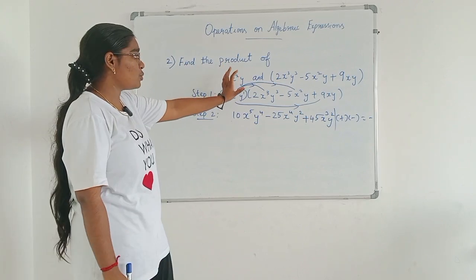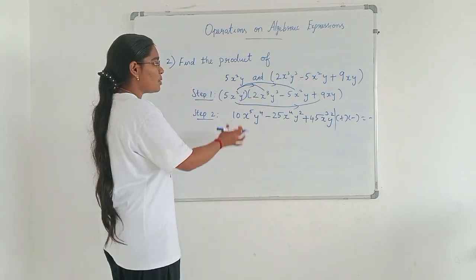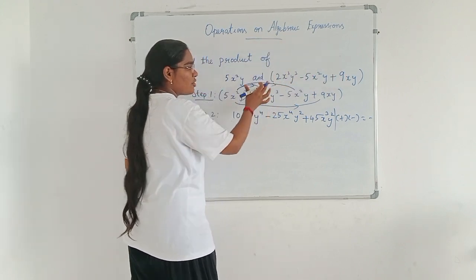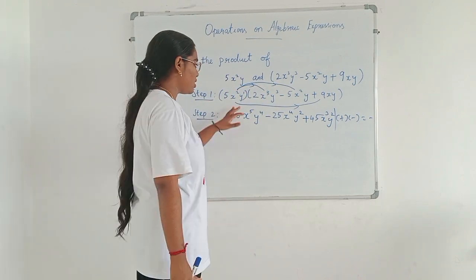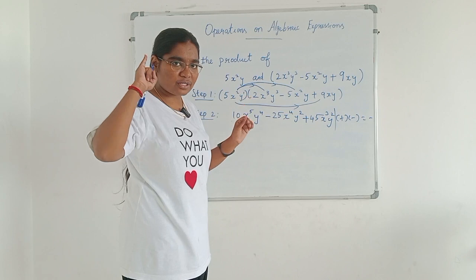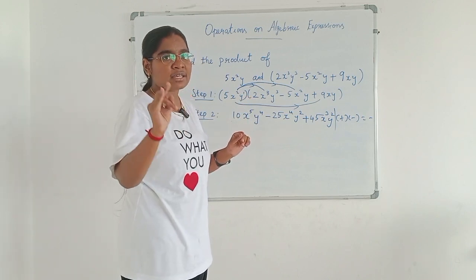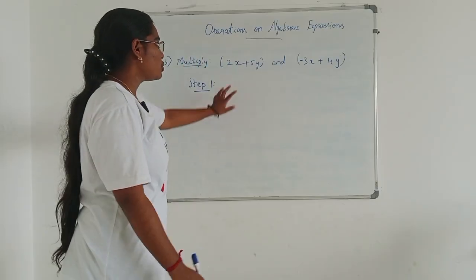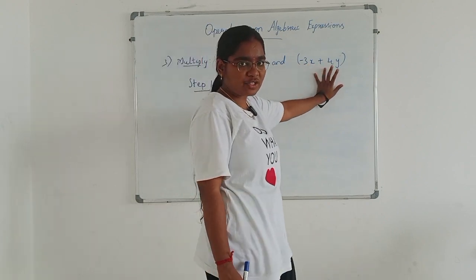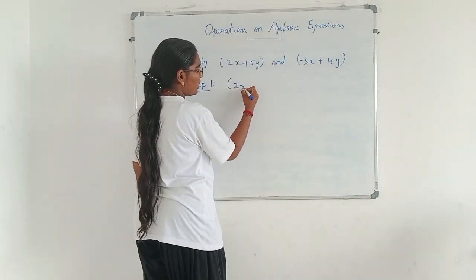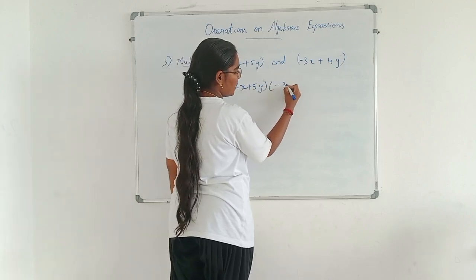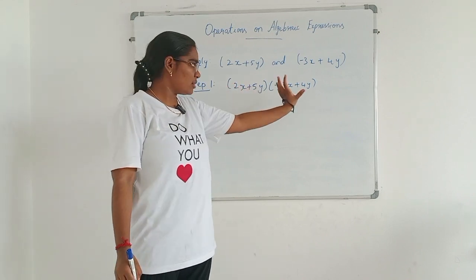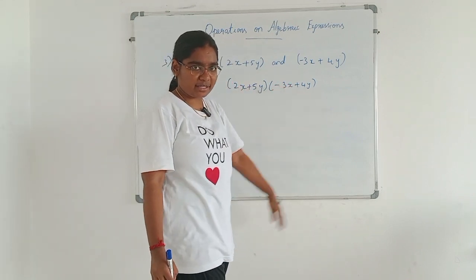So if 2 algebraic expressions are given, means you have to multiply this term with each of these terms with those 3 rules to be followed. The rules are, first consider those signs, second one those coefficients, and third one is those laws of exponent. Okay. Now consider this example, 2x plus 5y and minus 3x plus 4y. Okay. The step number 1 is write this in the form of product form. Okay.